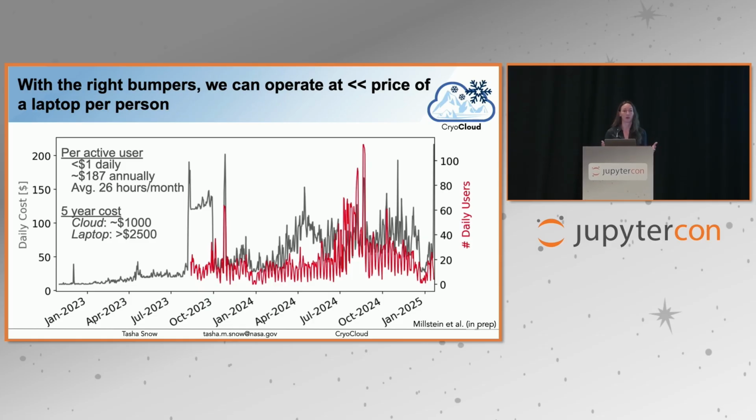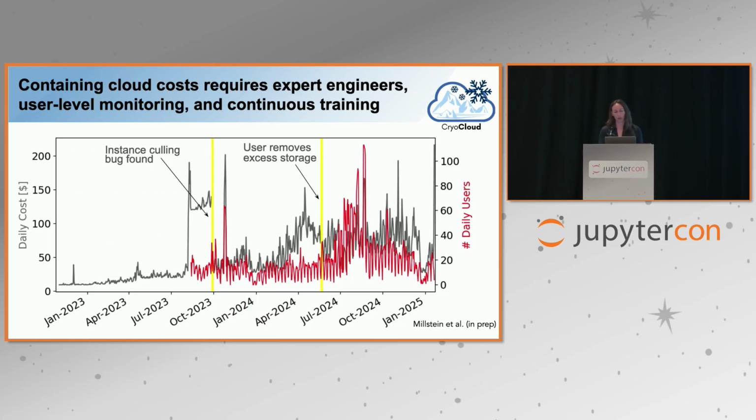So it might make sense for researchers to actually be using less expensive tablets and accessing the cloud than buying a similarly performant computer. We've also found that all of this requires expert engineers, user-level monitoring, and continuous training.